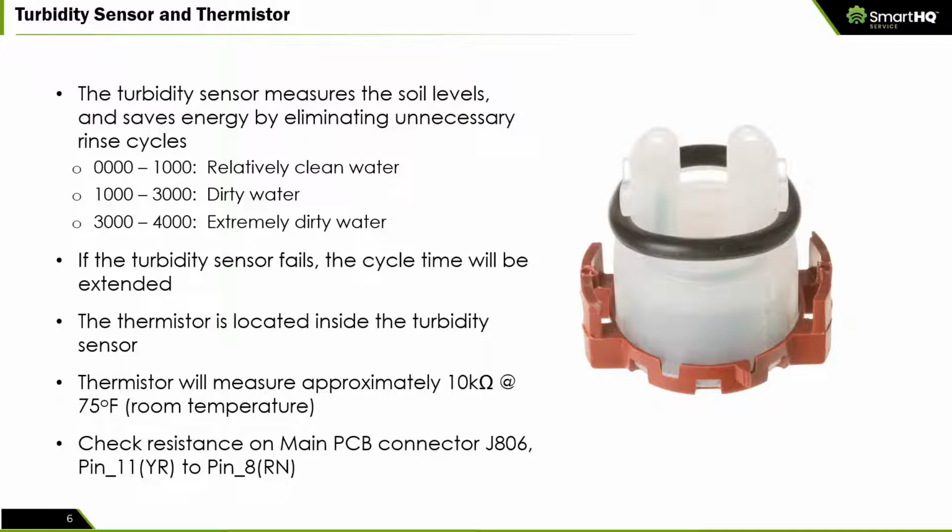If the turbidity sensor fails, the cycle time will 100% be extended. I promise you that. So in the event that you have a customer that's complaining about the dishwasher cycles taking an excessively long amount of time to finish, or if they say, hey, you know what, before, 6 months ago, the cycle would finish in 1 hour and a half.